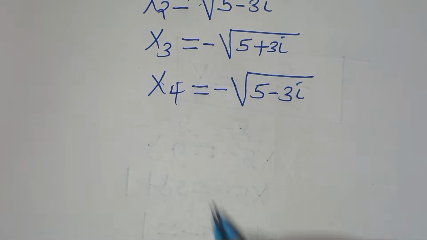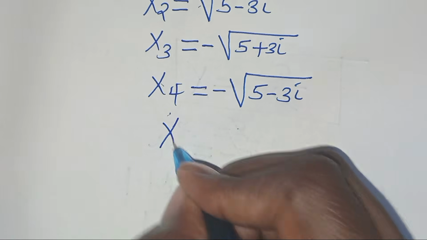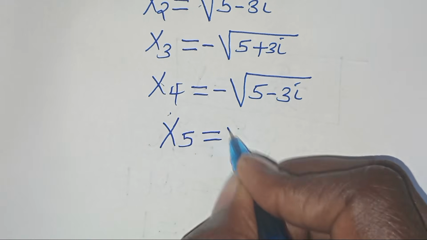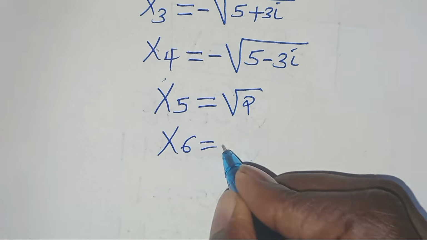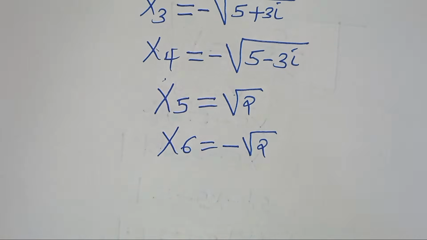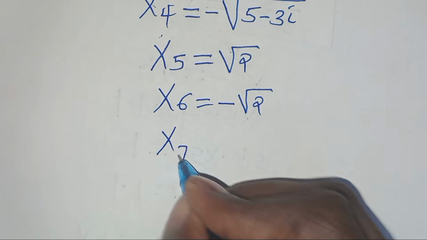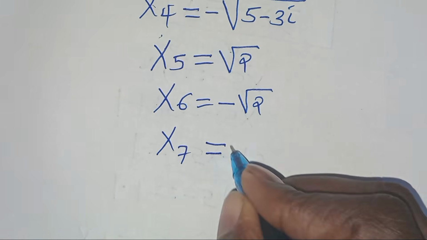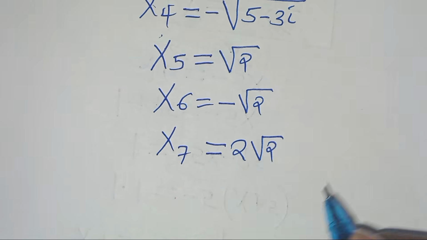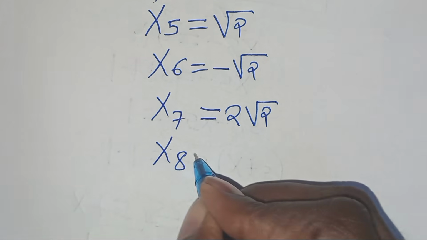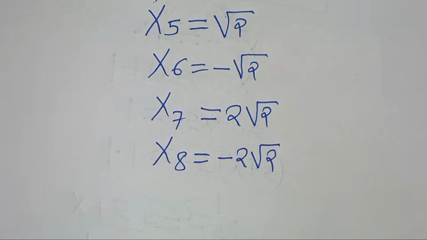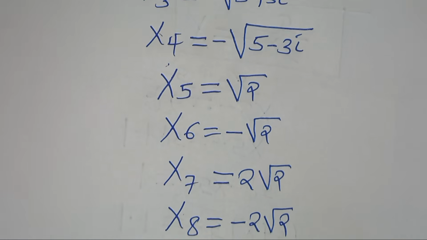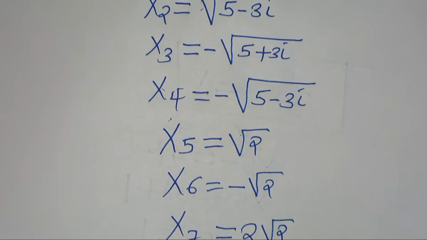Then we have x5, equal to square root of 2. x6 is equal to negative square root of 2. Then we have x7, which is equal to 2 square root of 2. Then we have x8, which is negative 2 square root of 2. So these are the 8 solutions to this algebra problem.